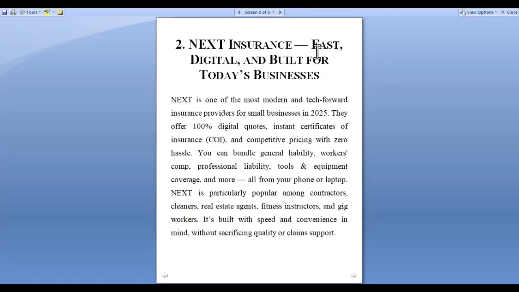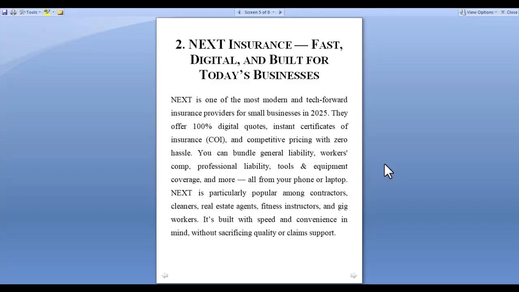Number 2 here says Next Insurance, fast, digital and built for today's business. Next is one of the most modern and forward-looking insurance providers for small businesses in 2025. They offer 100% digital quotes, instant certificates of insurance (COI), and competitive prices with zero hassle. You can bundle general liability, workers' comp, professional liability, tools and equipment coverage, and more, all from your phone or laptop.